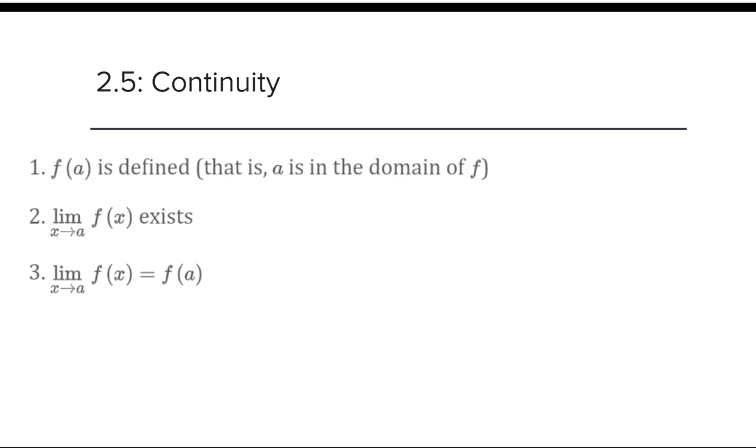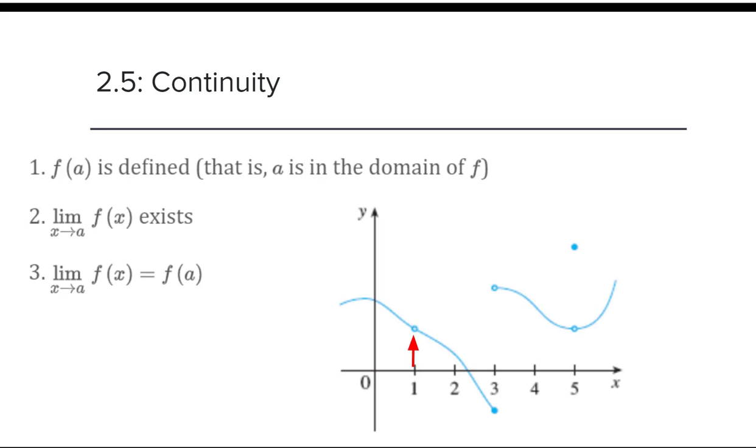Graphically, we think about continuity as drawing a graph without lifting your pen. In section 2.5, we will use 3 criteria to determine continuity. One is to make sure that the point is actually defined in the graph. If you don't have a y value, the limit may exist, but it's not continuous because it is not defined.